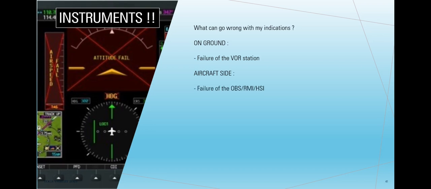Instruments. What can go wrong with my indications? On ground: failure of the VOR station. Aircraft side: failure of the OBS, RMI, HSI, screen, IFIS.